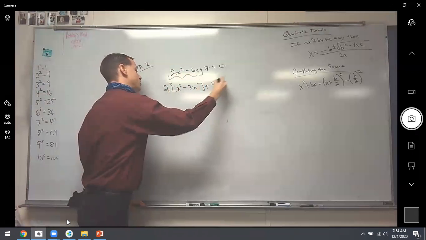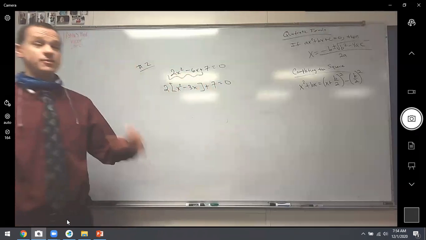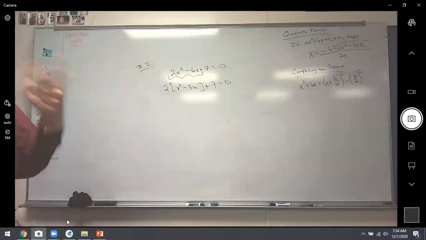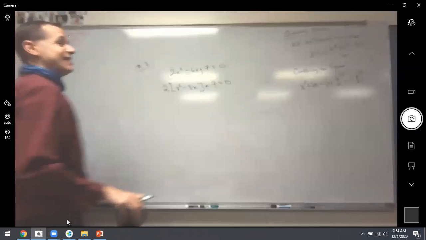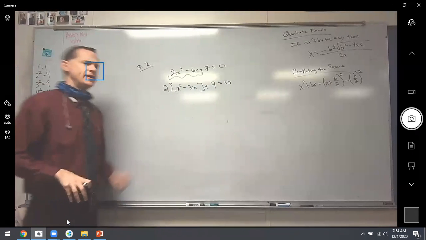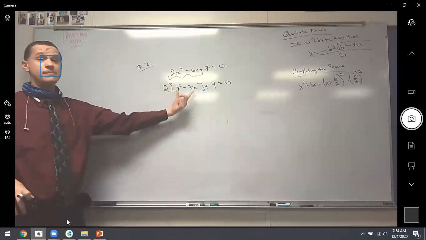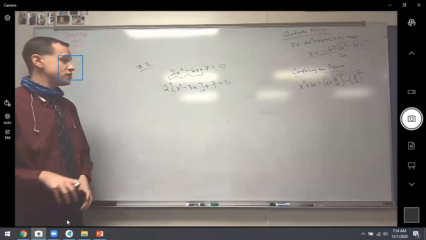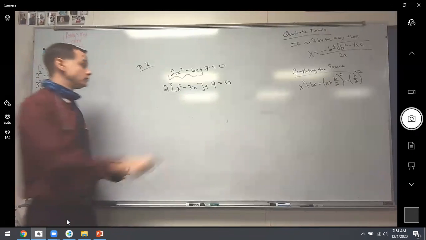I like to put brackets. You don't have to put brackets. You can put parentheses. I just like to put brackets. That kind of signifies to me, hey, I'm going to complete my square inside these brackets. So take out any leading term that might be there. That way it matches the formula. And if it matches the formula, you just got to literally match the formula.